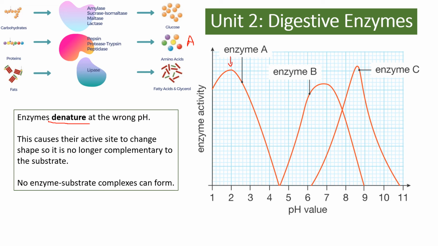Enzyme B here has an optimum of just around about pH 7ish, just a bit below. So that would be the carbohydrase or the amylase, which would be in the mouth, and therefore it's got a pH above that. And then enzyme C has just above pH 8 to pH 9, and therefore enzyme C would have to be the lipase, which works in the small intestine, which has a pH of about 8 following the action of the bile.